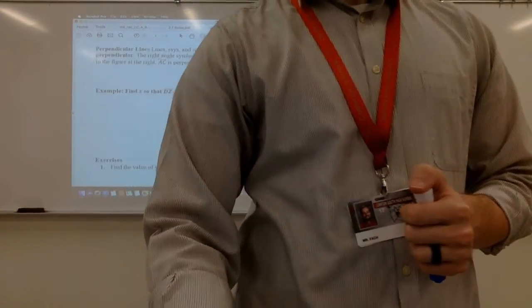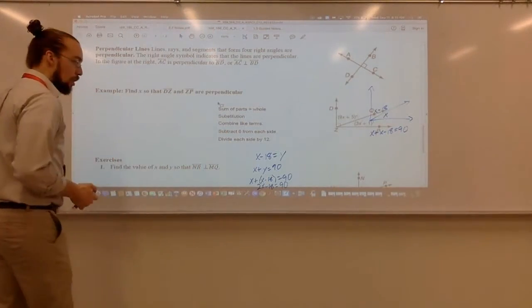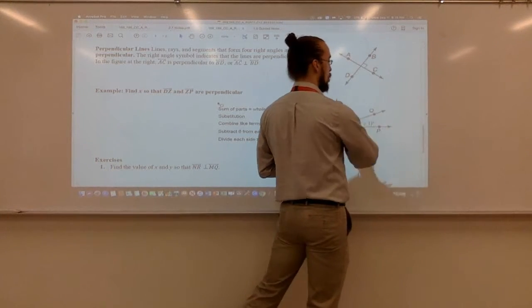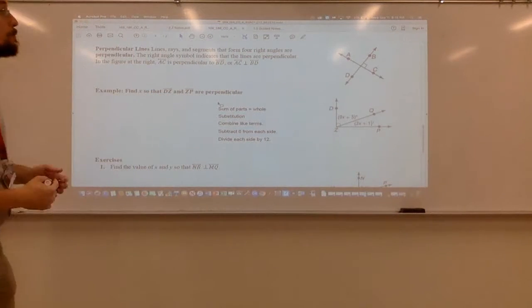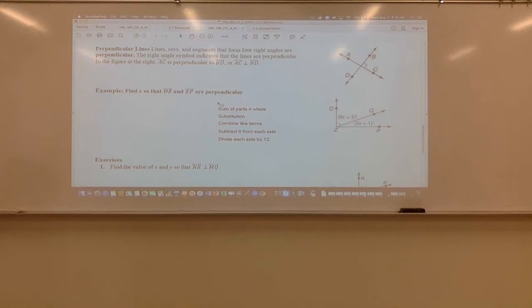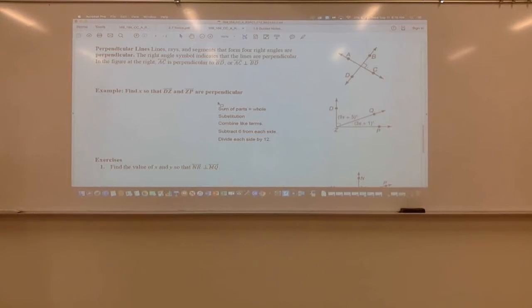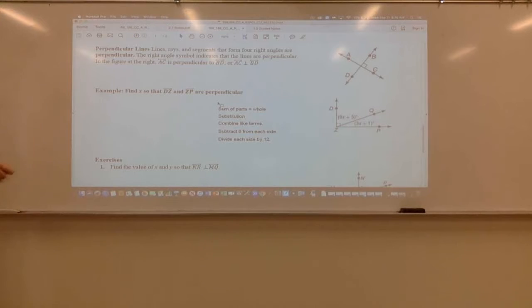All right, so on the back, we are just going to do some algebra, setting up and solving equations using these angle properties. Right, so we have to know that complementary means they add to 90, supplementary means they add to 180. A linear pair also is the same as supplementary, meaning they add to 180, and vertical angles are the same. We're going to use those ideas to set up and solve equations.